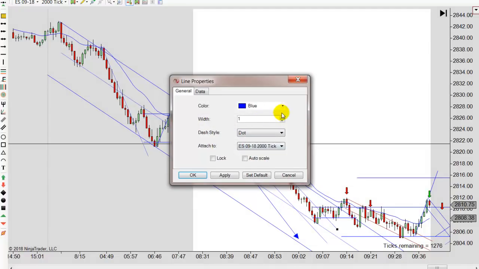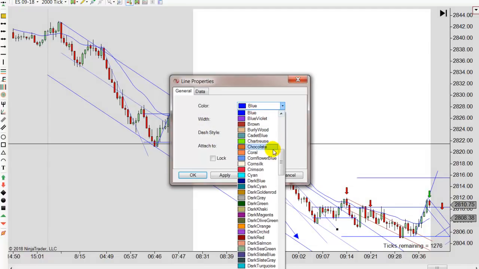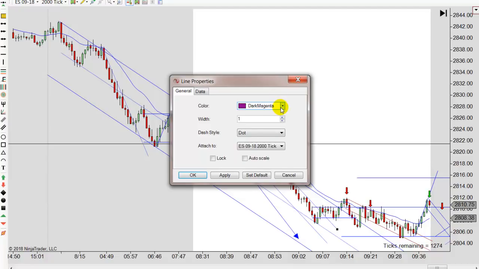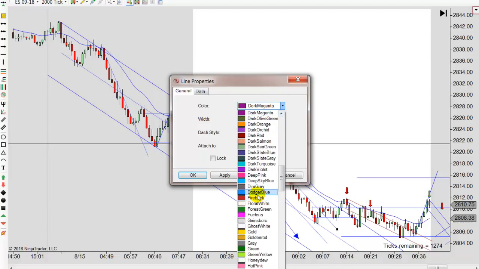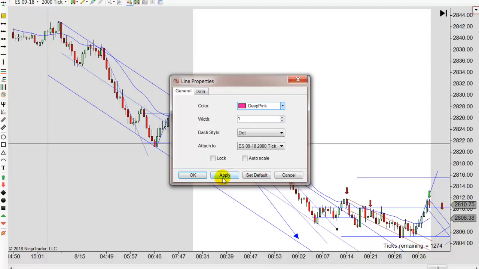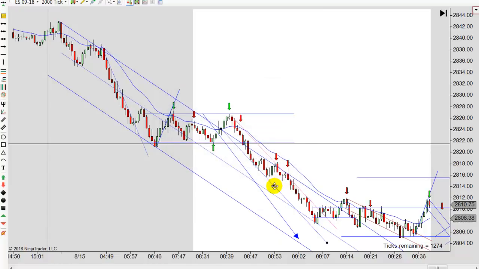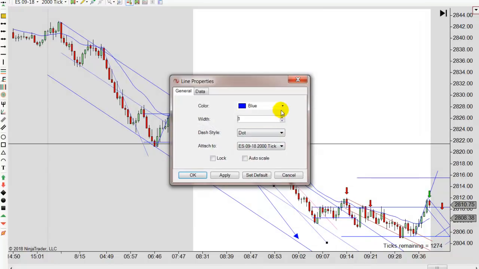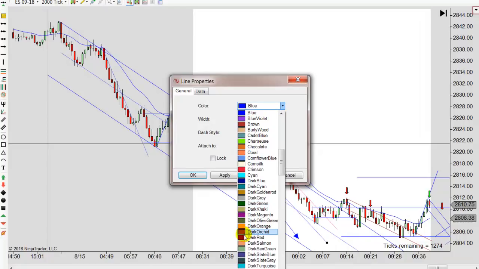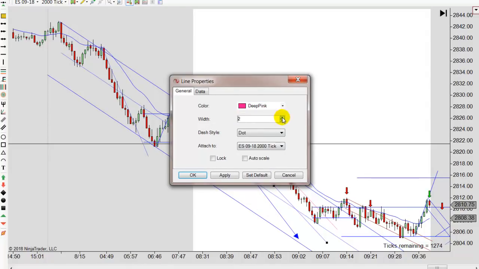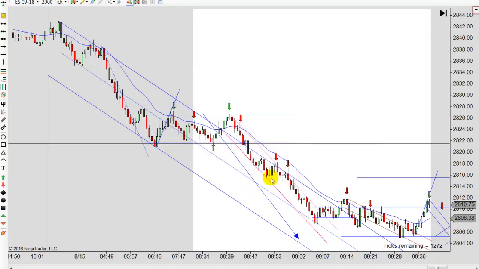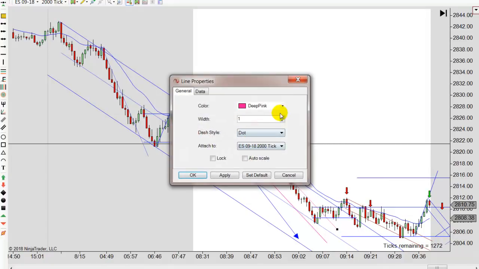Let's just make it a different color to make it a little easier to see. Well, I don't know if that's contrasting enough. We'll make it pink. You can't hardly see it. We'll make it a little thicker.